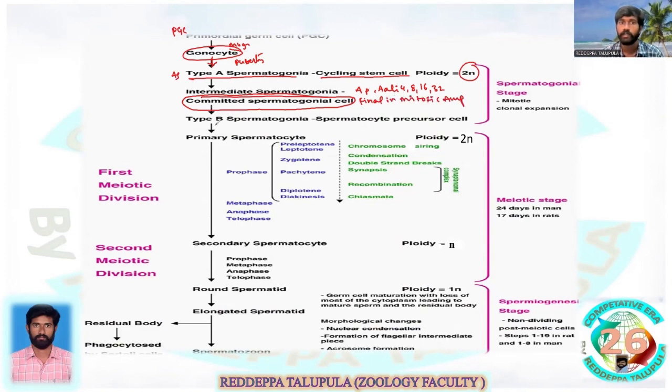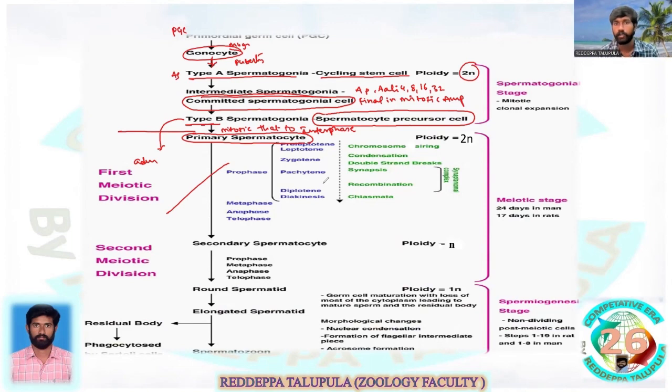Those final cells are converted into type B spermatogonia. These act as the spermatocyte precursor cells, in which mitotic division occurs, and cause the movement of this type B into the adluminal compartment. There, the primary spermatocyte will be seen. It undergoes meiotic division 1, where recombination is seen, and thus the 2N is converted into N and produces 2 secondary spermatocytes, in which meiotic division 2 is seen.